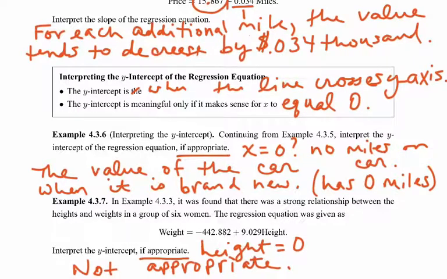You'll also notice too that the y-intercept is negative. We're not going to have a negative weight for somebody, so that's another indication that it's not appropriate. But you really want to think of it in terms of the x value and decide whether or not it's appropriate to have an x value of 0 in that given scenario.